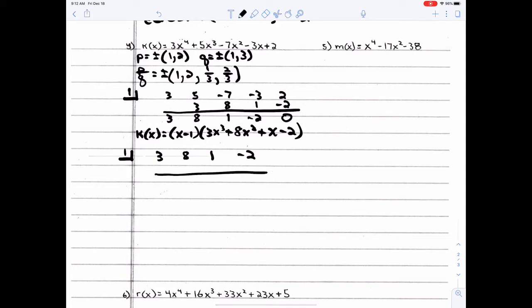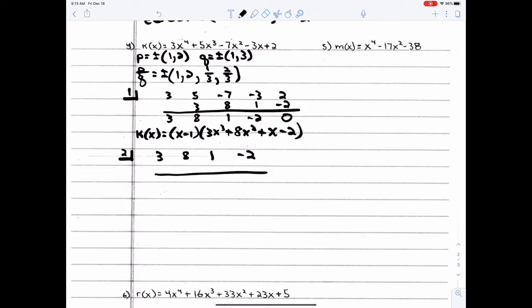All right, then let's try, what would be the next one? -1. Okay, so we have 3, -3, 5, -5, -4, 4. And no such luck on that one either. So let's get rid of that. We'll try 2 next. Okay, so we got 3, 6, 14, 28. I don't think this one's going to work. 29. What's that? 58. Yeah, that's not going to give us 0, so we can get rid of that.